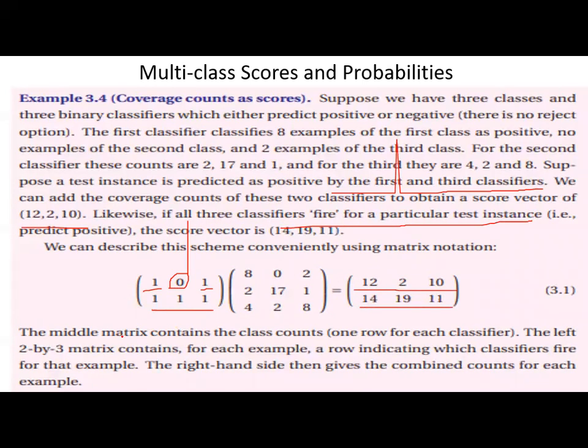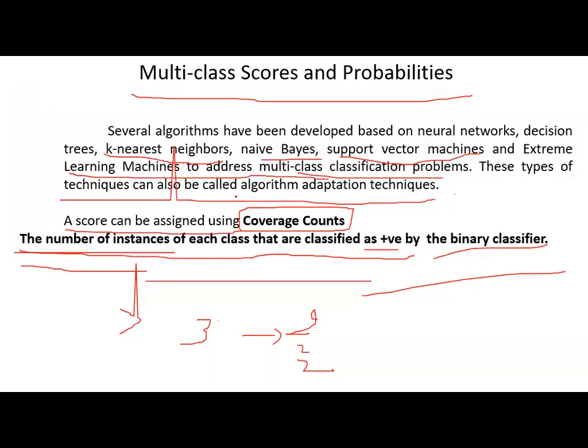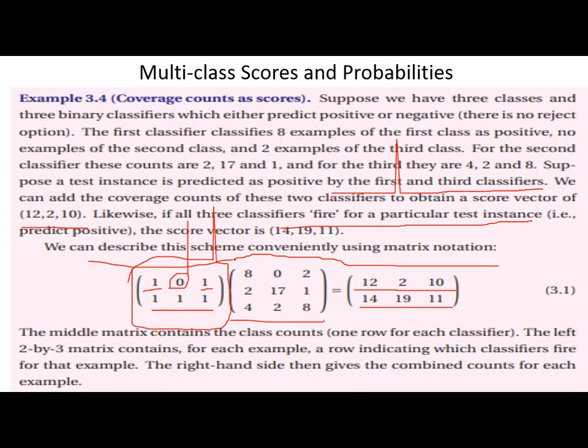Now, how do we represent this? We can describe this scheme conveniently using matrix notation. The classifier that is needed is marked as 1 and the classifier that is not needed as 0, and making a matrix like this is called a column matrix or column counts. And the second matrix is given as the number of examples, that is coverage counts. This is called coverage counts.